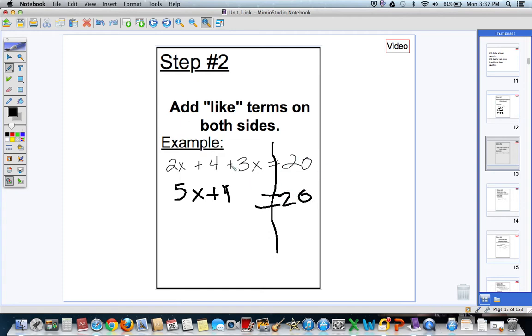So step 2 is we add. We can change this to combine though, right? We can combine like terms, because sometimes there's a negative, so we have to subtract. It's not always going to be adding. It's combining like terms. All right.